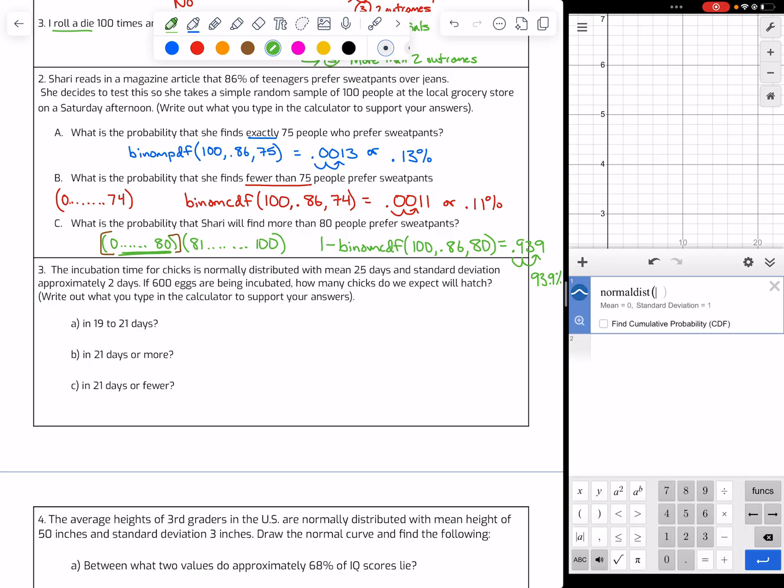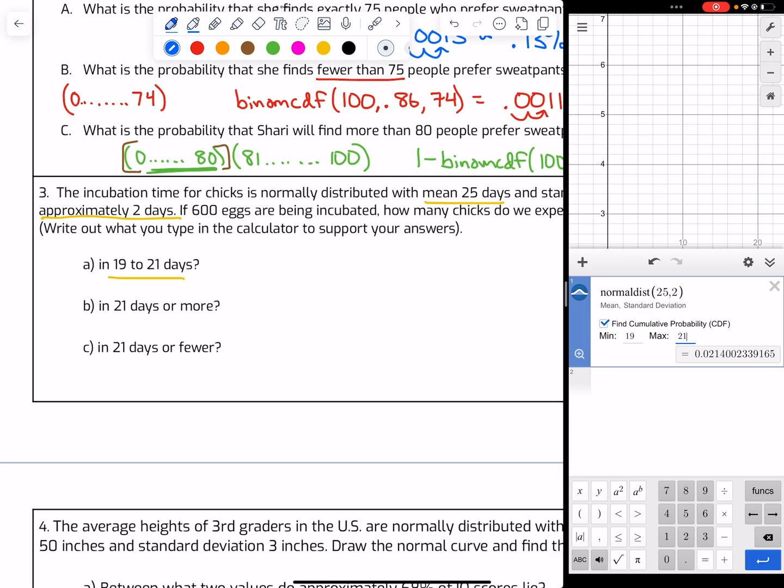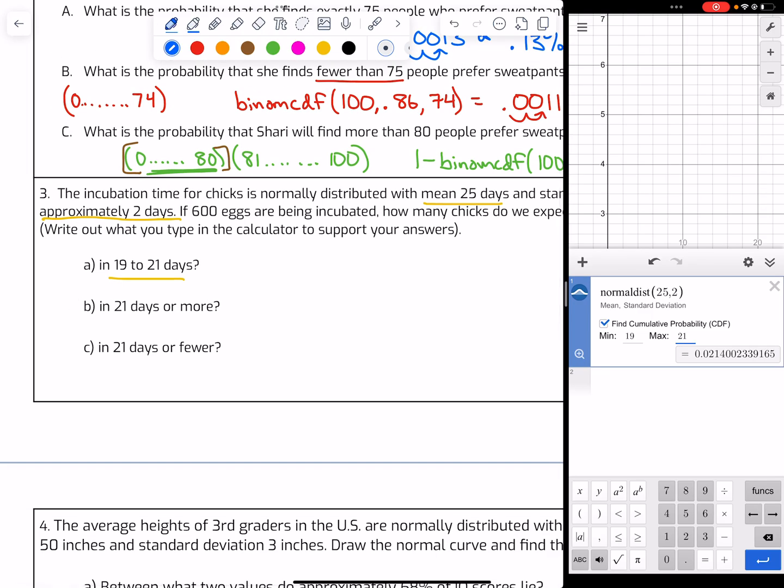And I'm going to type in the mean that they told me. So the mean was 25 days. And the standard deviation they also told me is 2 days. So first I put mean and standard deviation, but then I want the cumulative probability from 19 to 21. So I'm just going to put 19 for the minimum and 21 for the maximum. And then that gives me the probability, but then I had 600 eggs being incubated. So the probability is 0.0214, but to get the number of eggs, I need to multiply by the 600.